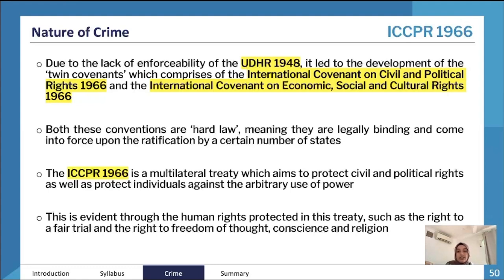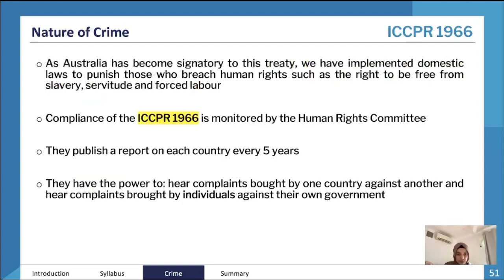ICCPR is a multilateral treaty that aims to protect the civil and political rights of all individuals. This is evident through the human rights being protected in this treaty, such as the right to a fair trial, the right to freedom of thought, conscience, religion, etc. So as Australia has become signatory to this treaty, we have implemented domestic laws to punish those who breach this. The compliance to the ICCPR is monitored by the Human Rights Committee. They will report basically on every single country and their ability to comply with these laws every 5 years.